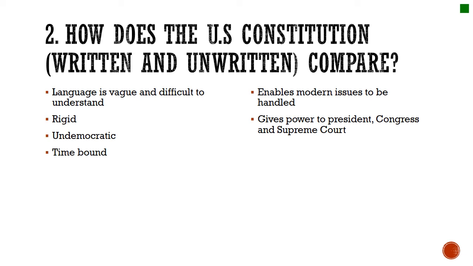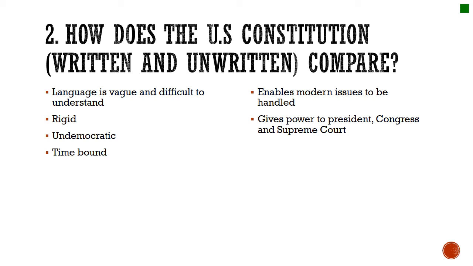So you have to allow modern governments to decide it. And so that's what the unwritten Constitution is able to do: enable us to handle modern issues. And then the last thing here is it gives special power, and it expands the power of the President, Congress, and the Supreme Court, because they're the ones who really pass laws, make decisions, and decide by action, the president deciding by action, that really changed the Constitution.